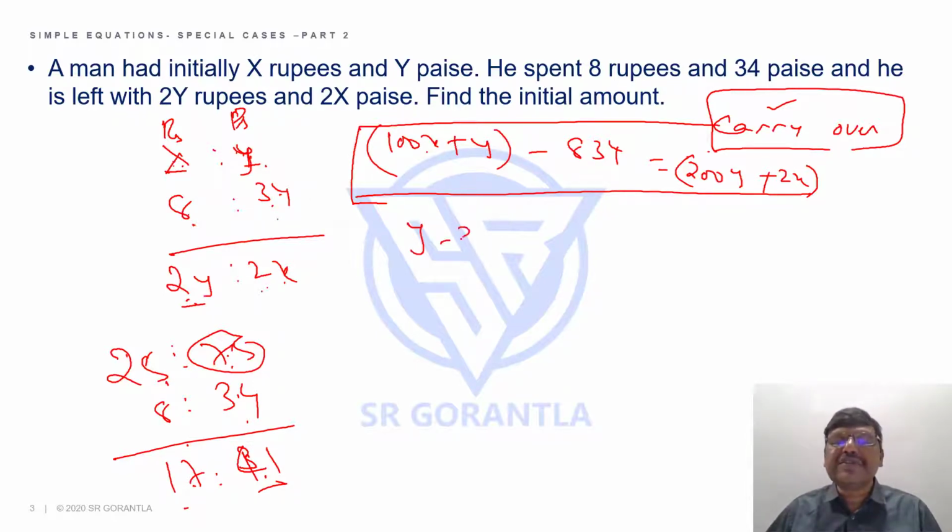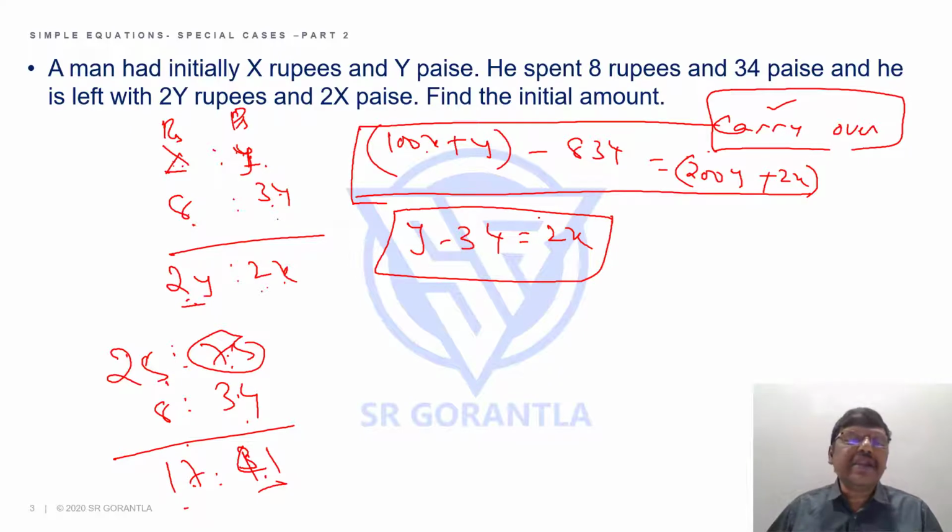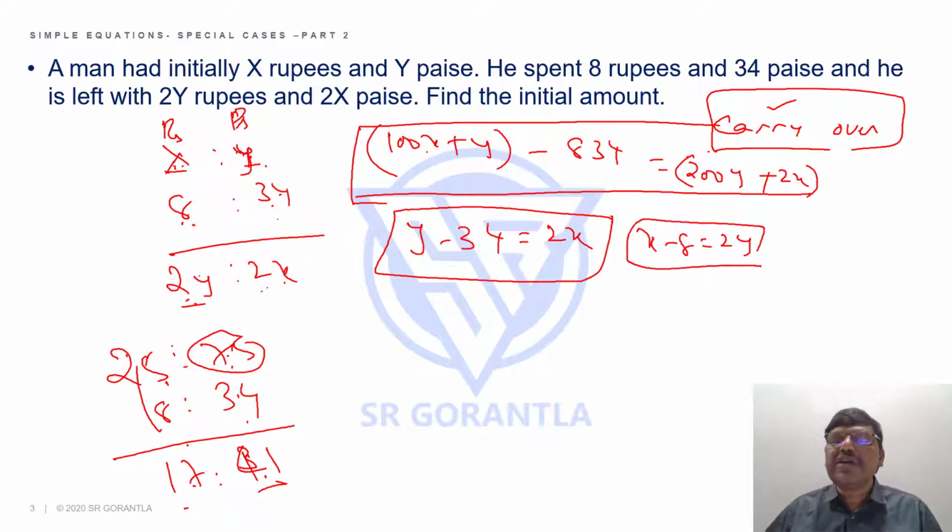Can I not say y minus 34 equals 2x, case 1? And similarly, x minus 8 is equal to y, like I said, rupees minus rupees. This is the second equation. There are 2 equations and 2 unknowns. Can I not find the x and y values? This is the question you may have.